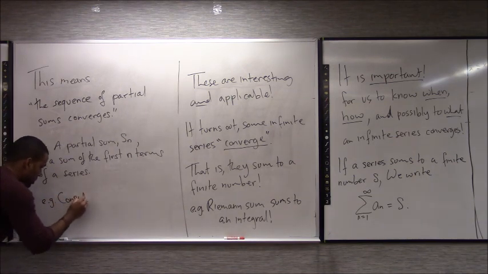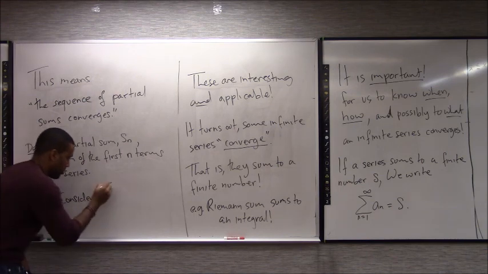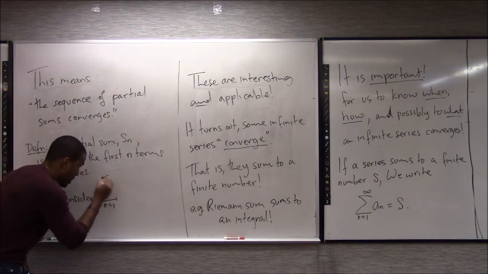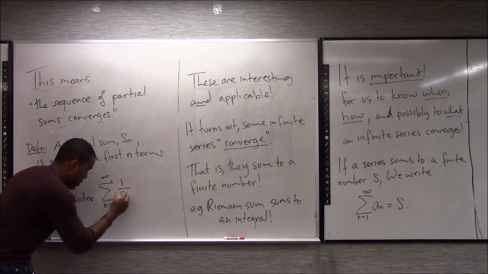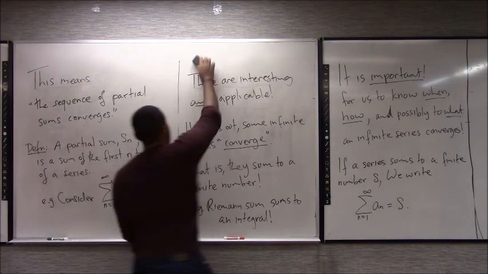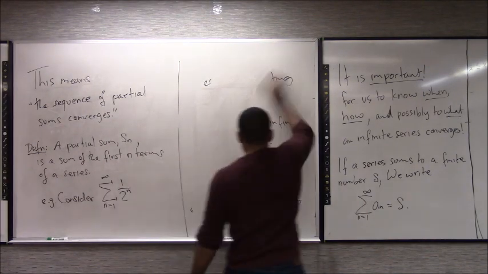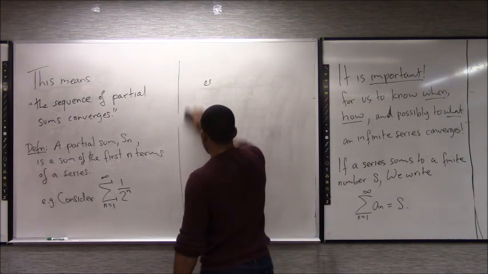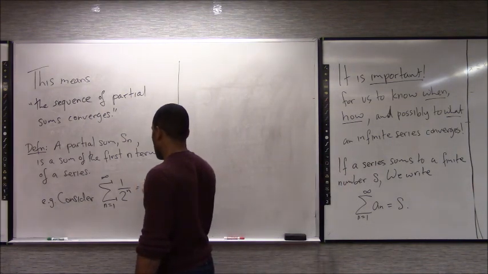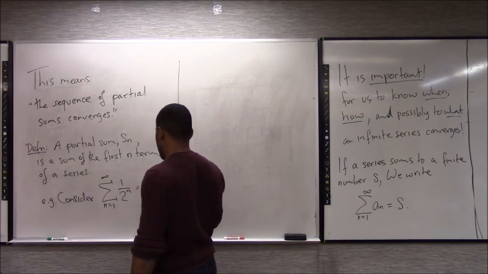Consider this series. Let's do the one I just mentioned. The sum from n equals 1 to infinity of 1 over 2 to the n. So that's a possible series that I can consider. You will notice that that is just adding up 1 over 2 to an integer power. So this is going to be 1 over 2 plus 1 over 4 plus 1 over 8 plus going on forever.